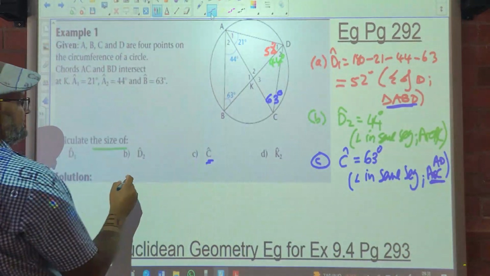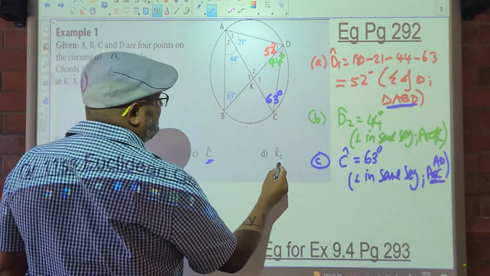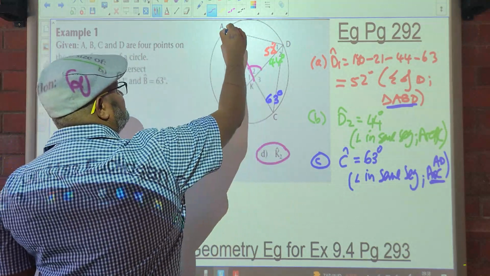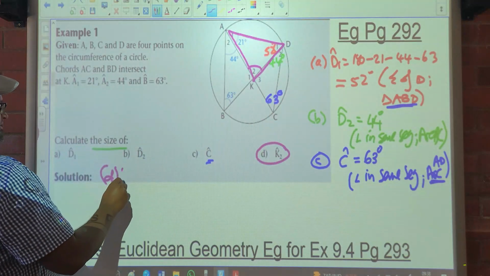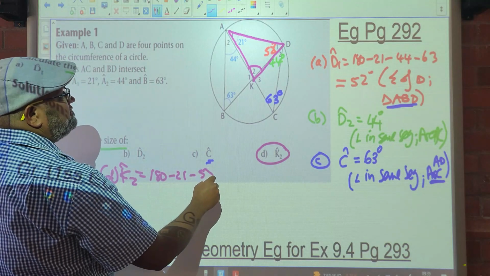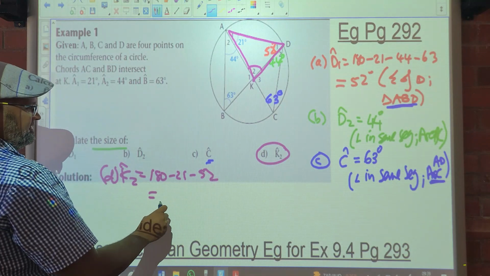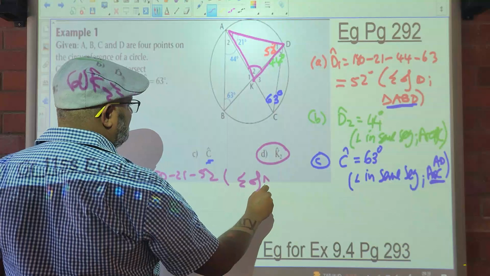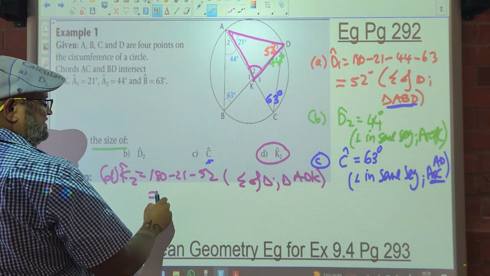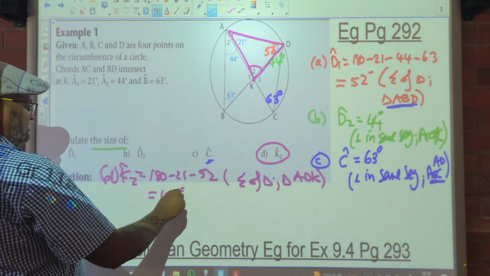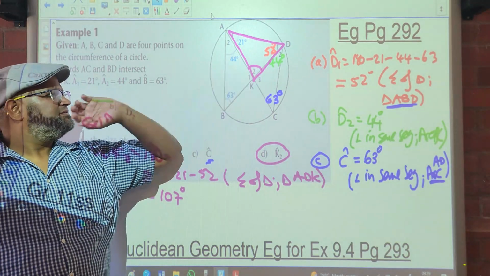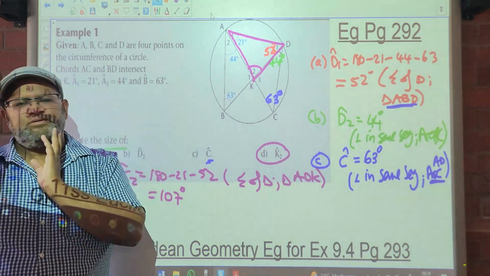And then the question says K2. I'm going to calculate K2, sum of triangles. So angle K2 is equal to 180 minus 21 minus 52 degrees. Reason: sum of triangles, triangle ADK. So it's going to give you 73, which is 107 degrees. Could we have said this angle is 90 degrees? No.